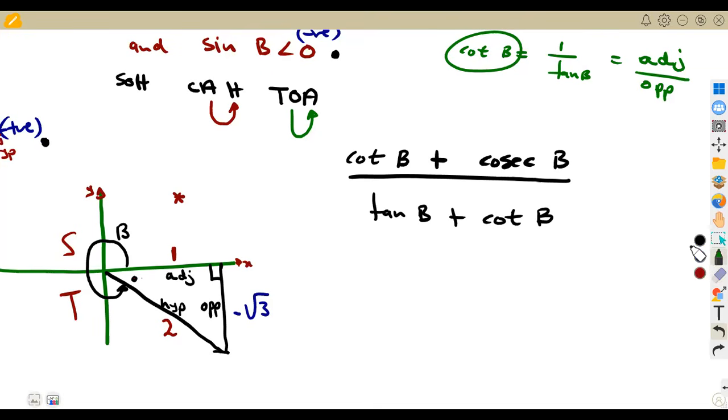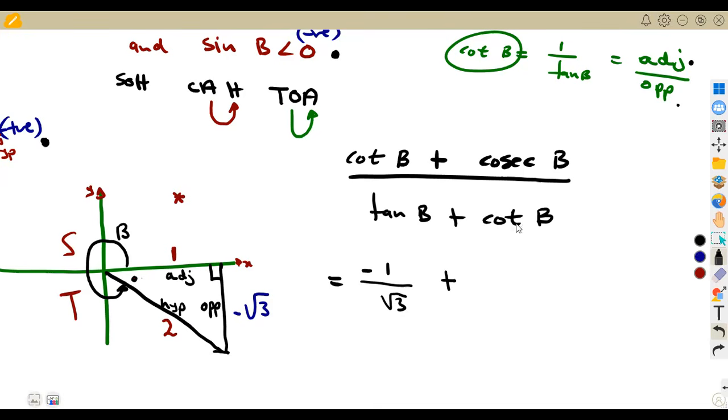So our cot B, according to this, is the adjacent over the opposite. Our adjacent in this case is 1, and the opposite is negative square root of 3. So it was supposed to be 1 over negative square root of 3. But as we know, the negative we write on top, so we're going to write it as negative 1 over the square root of 3.